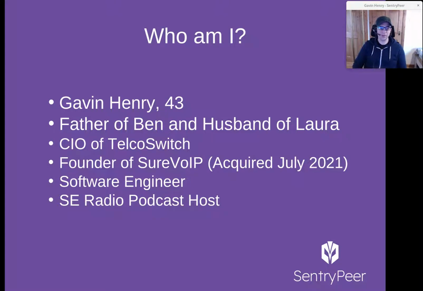I'm Gavin Henry, 43, married, one son called Ben who's really disabled and has helped drive all of this of where I am today. I'm the founder of SureVoIP, which is a voice over IP internet service provider, which I created in 2010. And from 2006 until 2010, I was a VoIP consultant doing FreePBX and Asterisk, but wanted to move up the food chain. A really big telco, great bunch of guys and girls called TelcoSwitch, acquired SureVoIP from me in July this year. So I'm now the CIO of TelcoSwitch.